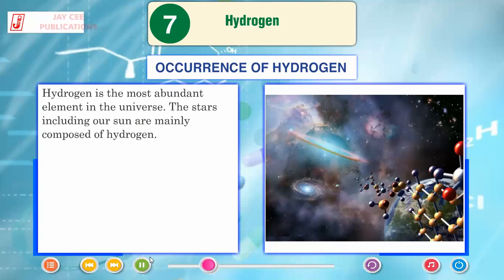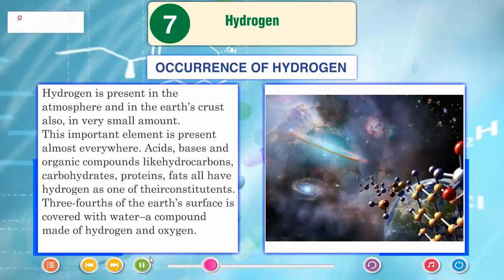Occurrence of hydrogen. Hydrogen is the most abundant element in the universe. The stars, including our sun, are mainly composed of hydrogen. Hydrogen is present in the atmosphere and in the Earth's crust also in very small amount. This important element is present almost everywhere. Acids, bases, and organic compounds like hydrocarbons, carbohydrates, proteins, fats all have hydrogen as one of their constituents. Three-fourths of the Earth's surface is covered with water, a compound made of hydrogen and oxygen.